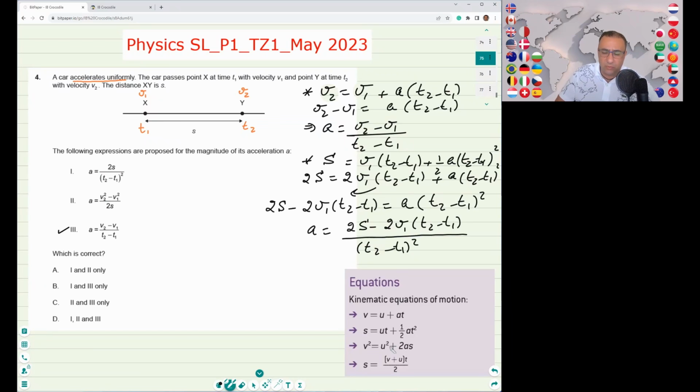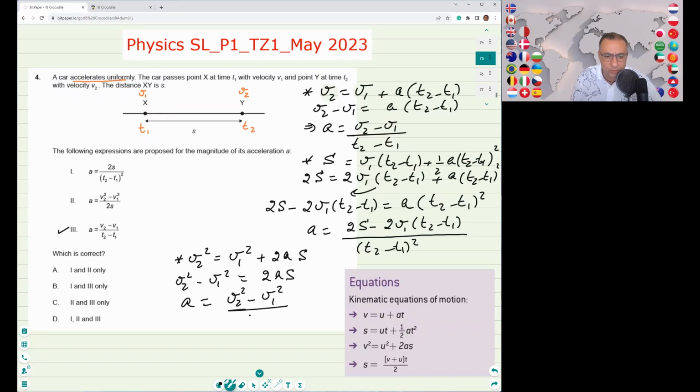Then we can continue solving for a in the third equation. We've got v squared equals u squared plus 2as. Instead of v, I'm going to call it v2, and instead of u, I'm going to call it v1. So v2 squared minus v1 squared equals 2as. If you make a the subject, you will end up with v2 squared minus v1 squared over 2 times s, which is actually number 2. So the final answer here is 2 and 3, so C. The final answer for this question, number 4, is C.